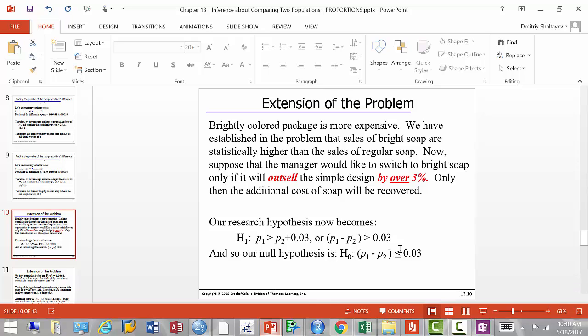All right, so let's take a 10-minute break. After that, we're going to start discussing comparing more than two populations.